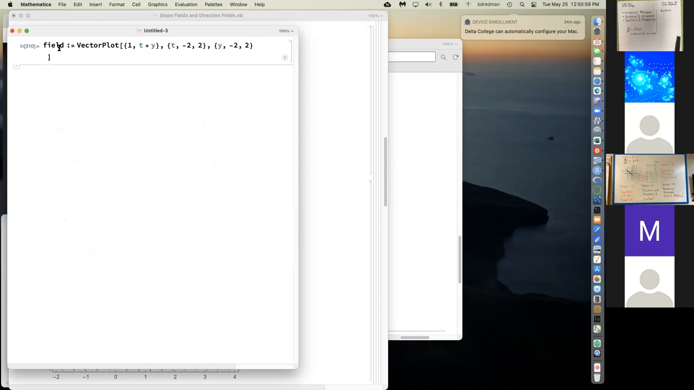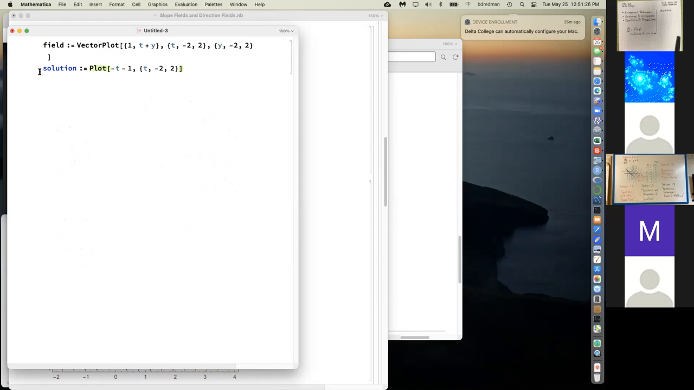So I just assigned the vector plot to the variable called field. Let me make a variable called solution and assign it to plot. Let's have it plot what I thought was a solution, right? -t, -1. Let's plot that from t, comma, -2 to 2.